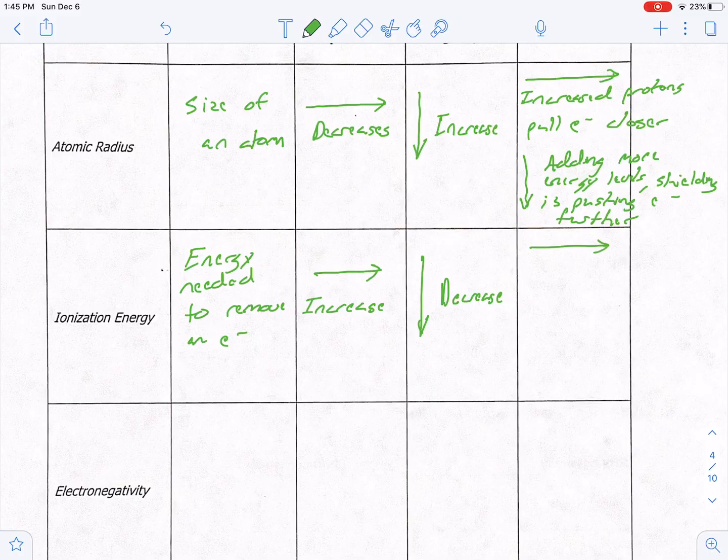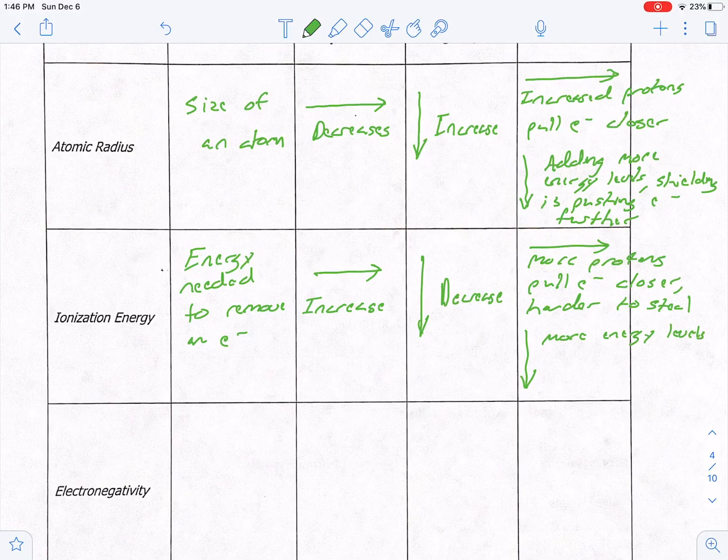Okay, so as we go across, more protons pull electrons closer, which basically makes it harder to steal. And then as we go down, more energy levels. Electrons are further away. If they're further away, that makes them a lot easier to take. So it doesn't take as much energy to grab those. So easy to take.